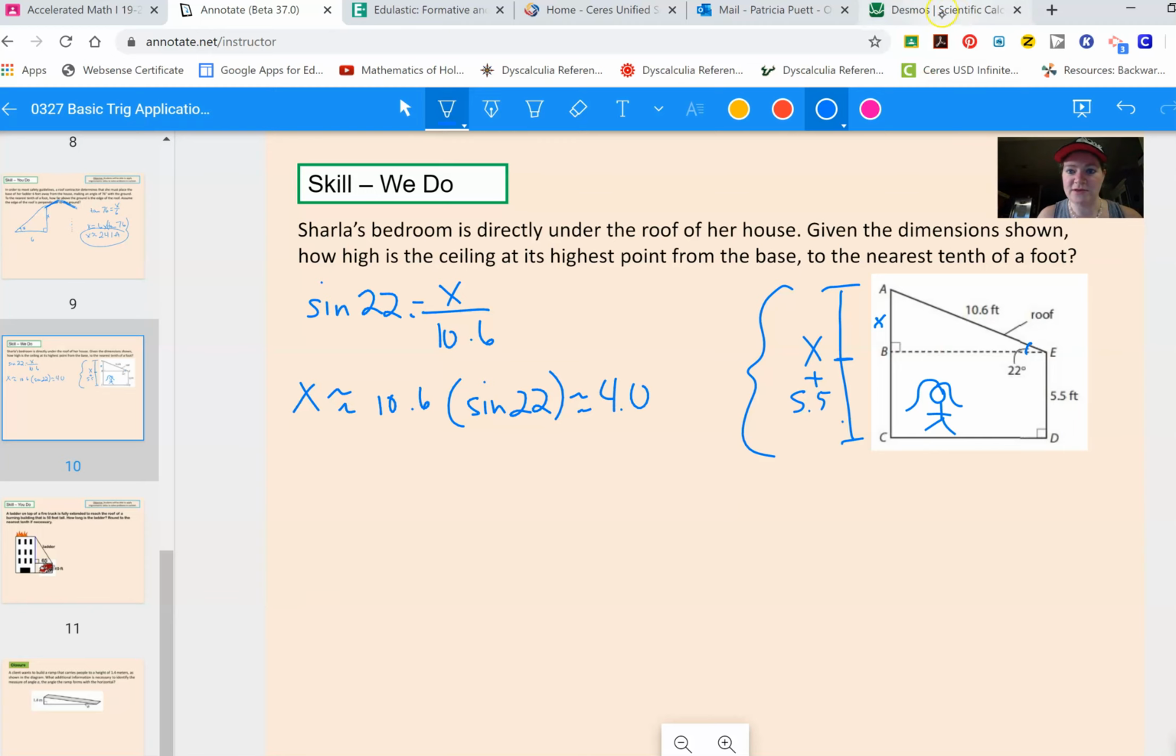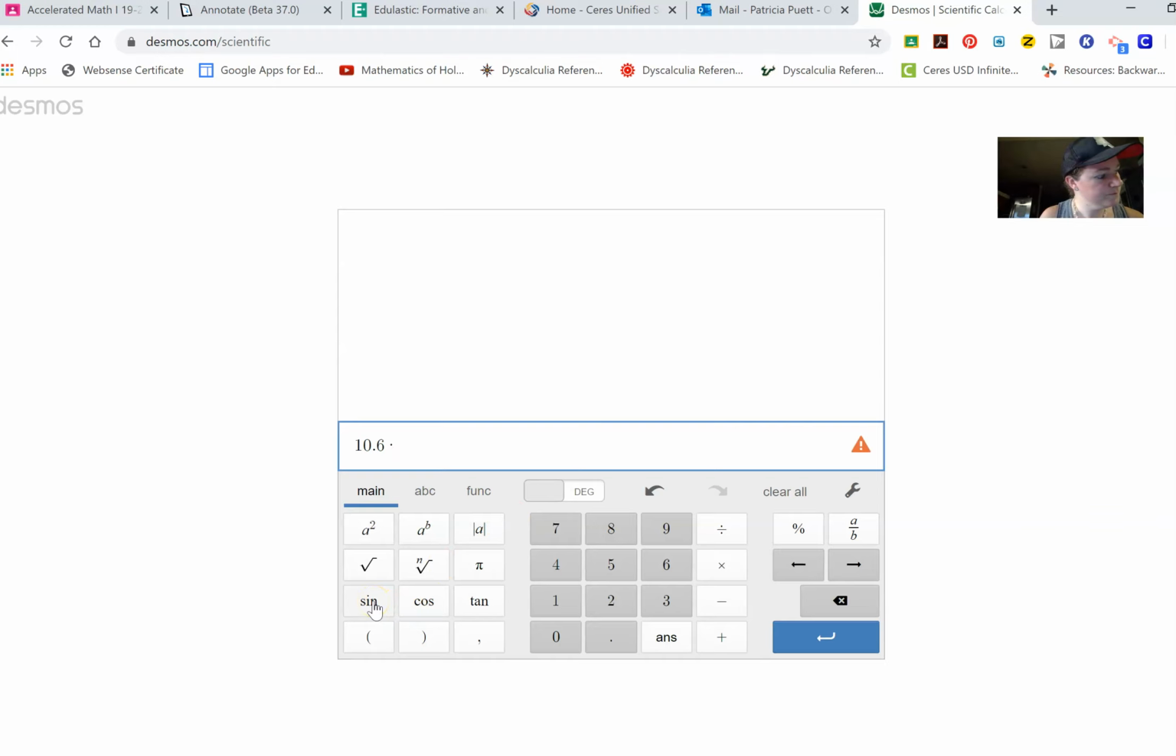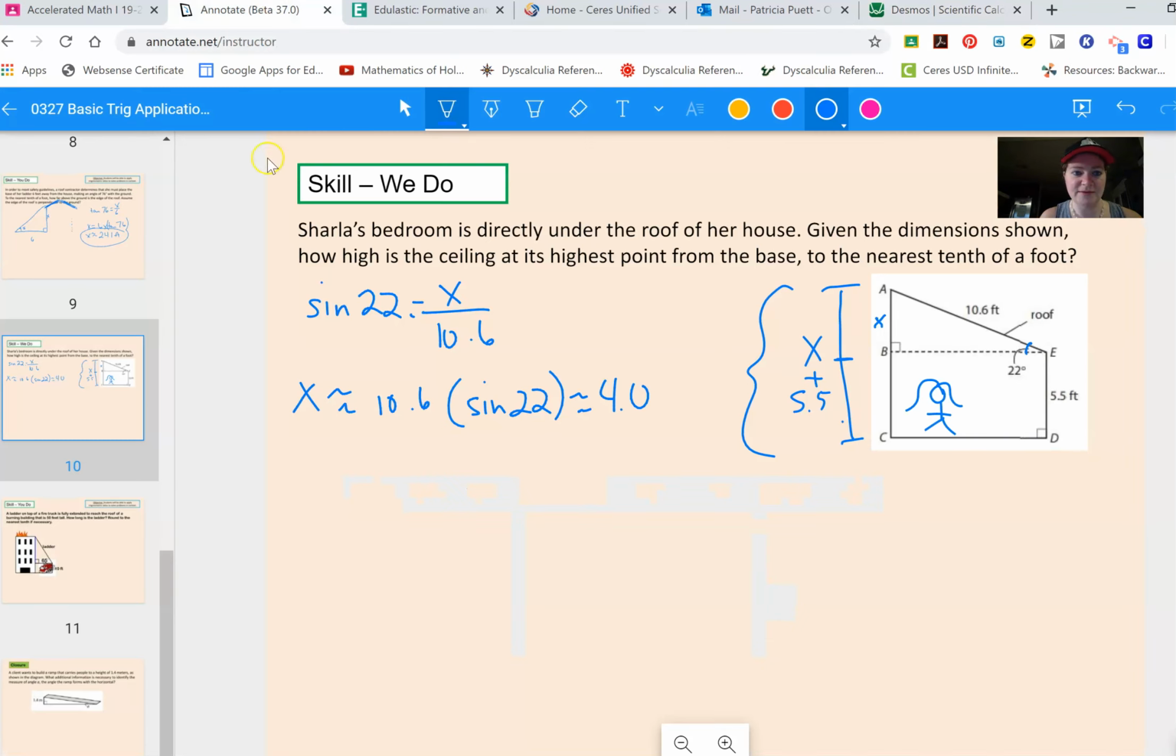Let me just go back and double check that. So 10.6. Yeah, so we're going to say that's about 4 because it's going to round everything. Okay, so if I know this distance right here is going to be 4 feet, put 4.0 because I rounded it. So this is 4, that's 5.5. You're just going to add them together to figure out what that distance is going to be.